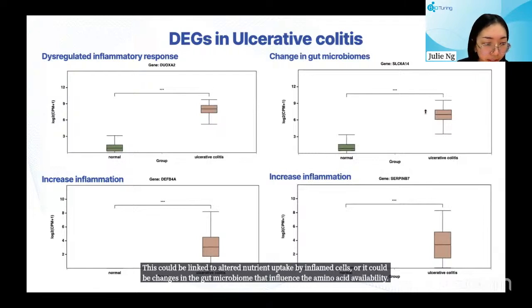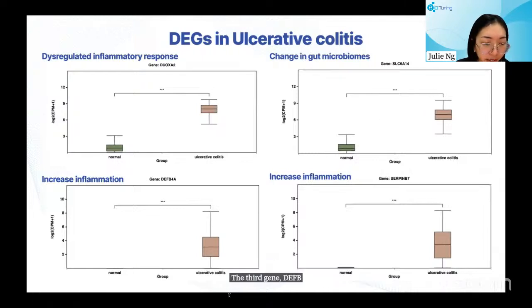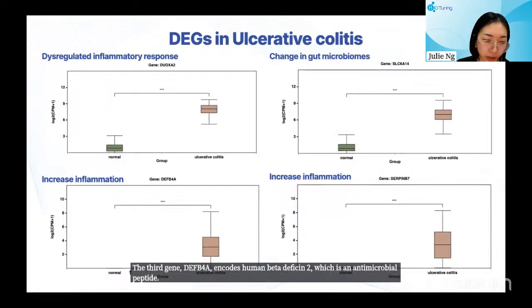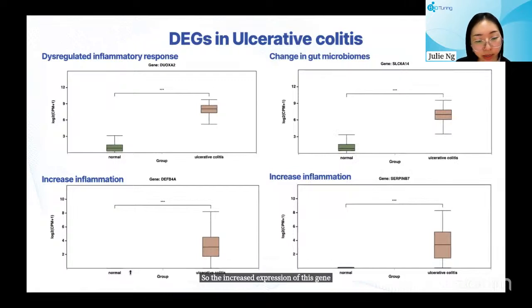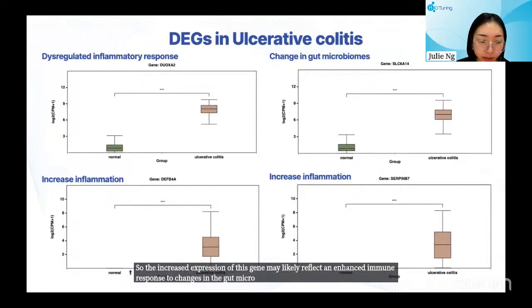The third gene, DEFB4A, encodes human beta defensin 2, which is an antimicrobial peptide. So the increased expression of this gene may likely reflect an enhanced immune response to changes in the gut microbiota, or could be a direct defense against invading pathogens in the inflamed colon.